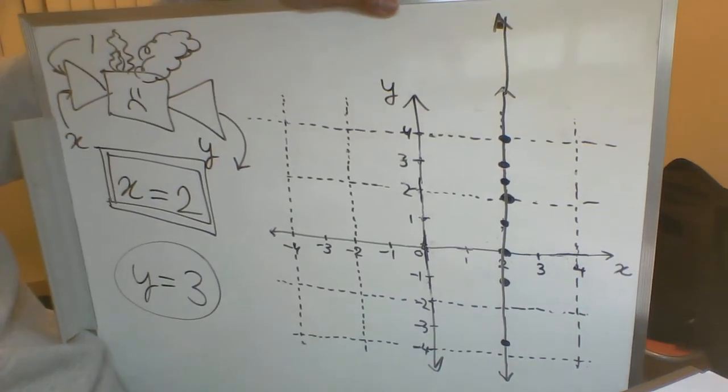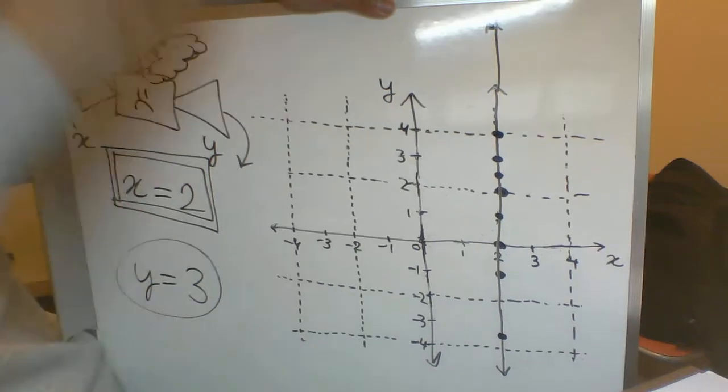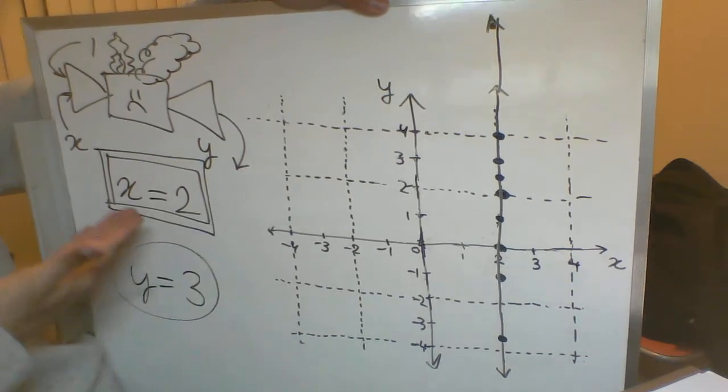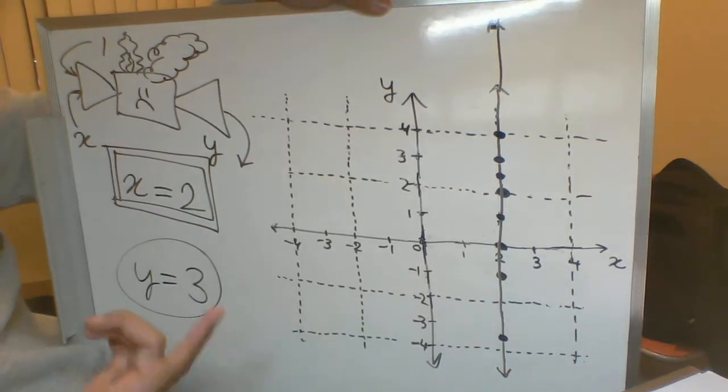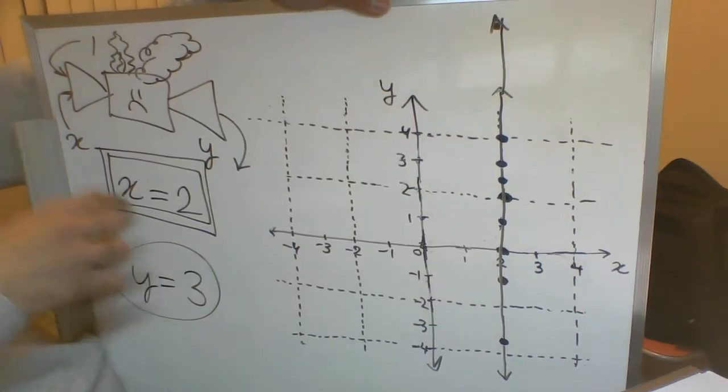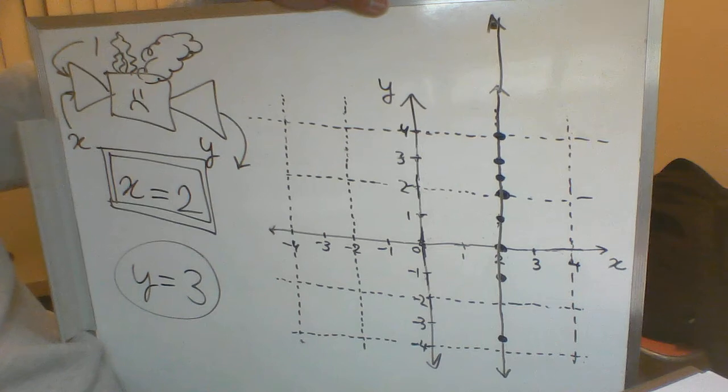If you've got a vertical line, that means the only thing that's common between all of those points is whatever the x value is, right? That x value is the only thing that's not changing, otherwise it wouldn't be a vertical line. So the only way to describe that line then is x equals 2.